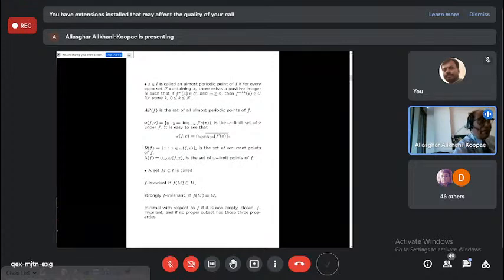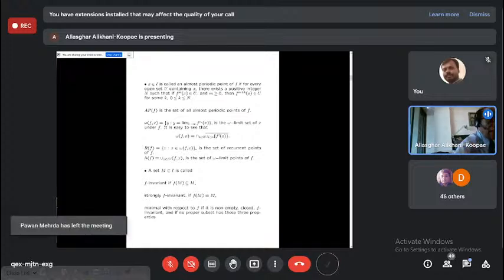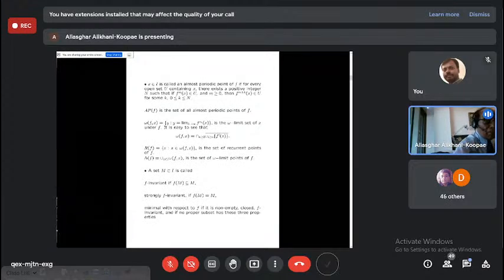And Λ(f) is the union over x in I of all those ω(x, f), or ω(f, x), and this is called the omega limit set of f. We call a set M f-invariant if f(M) is a subset of M, strongly f-invariant if f(M) is equal to M, and we call a set minimal with respect to f if it is non-empty, closed, f-invariant, and no proper subset has these three conditions.